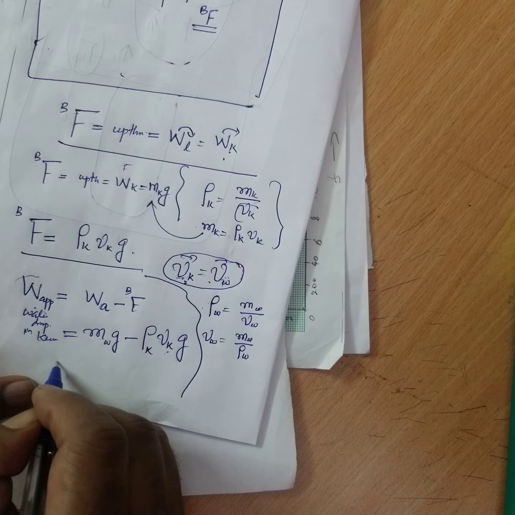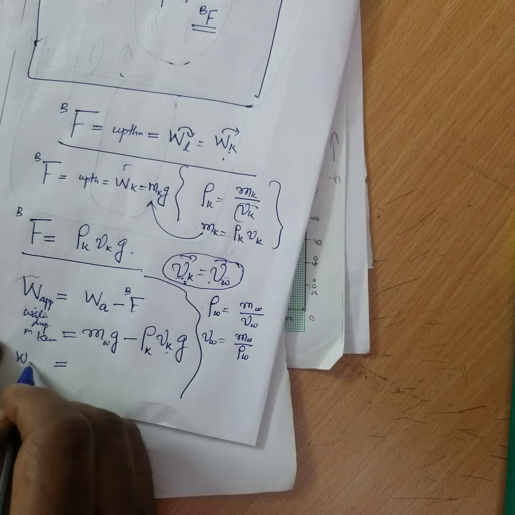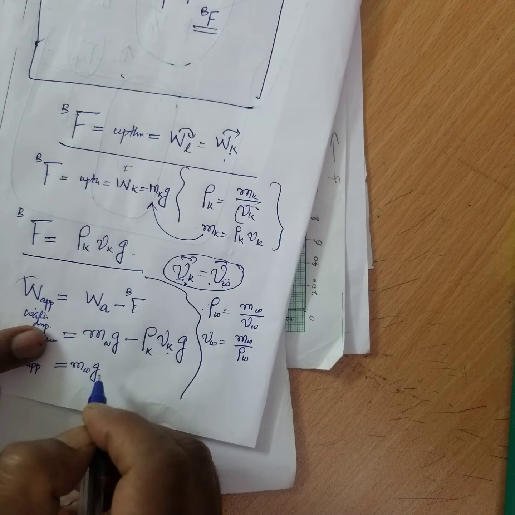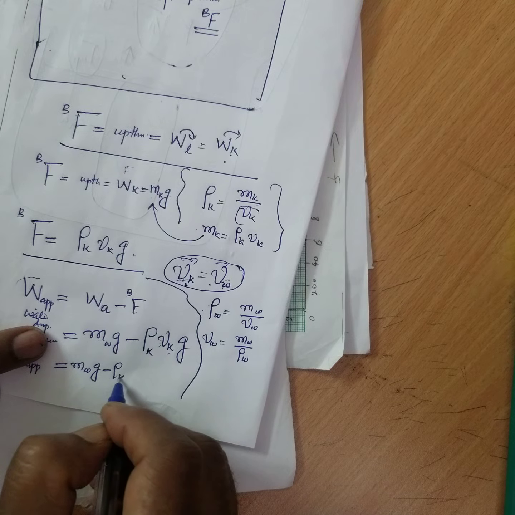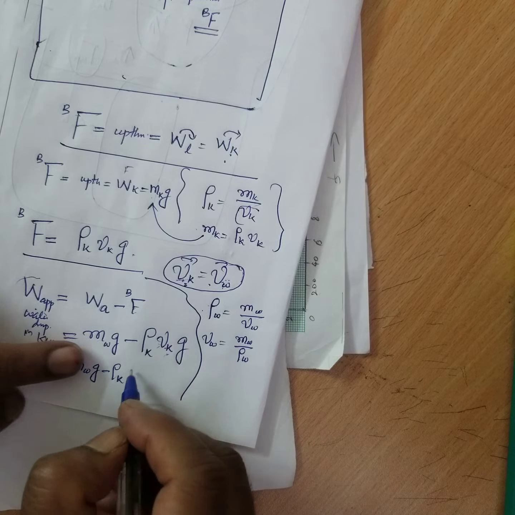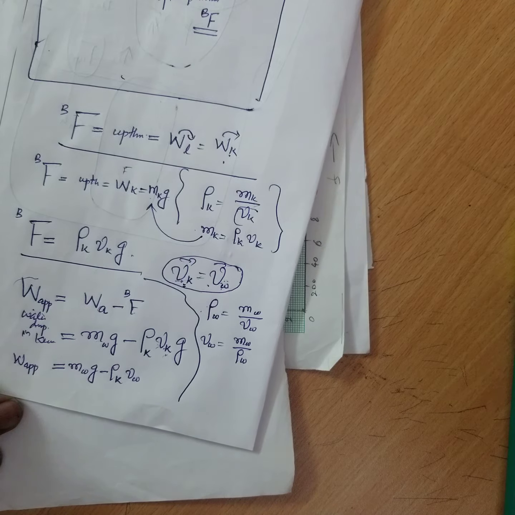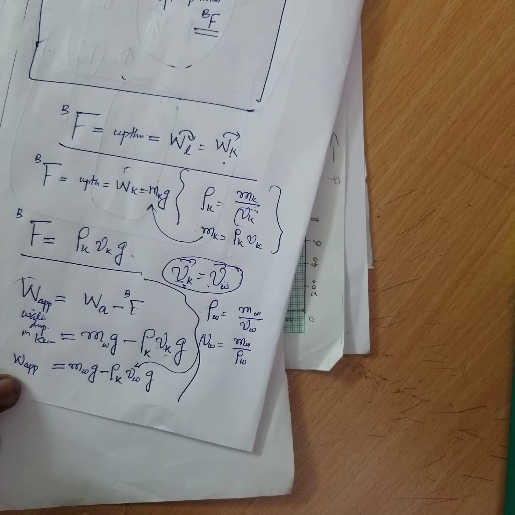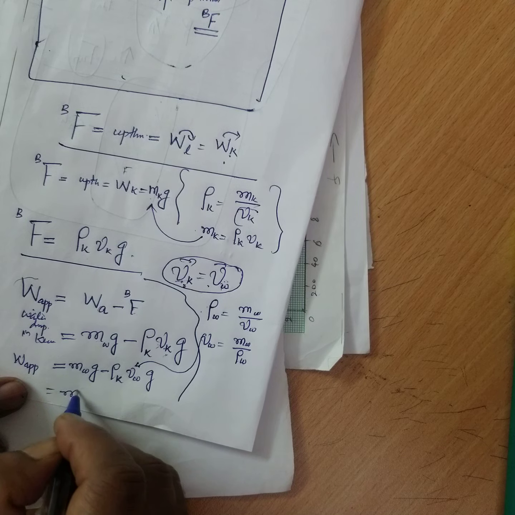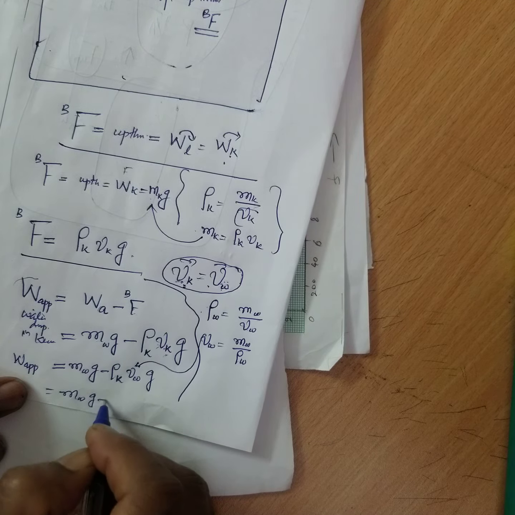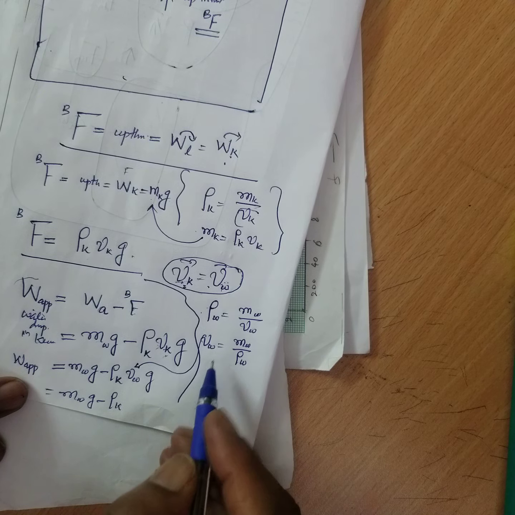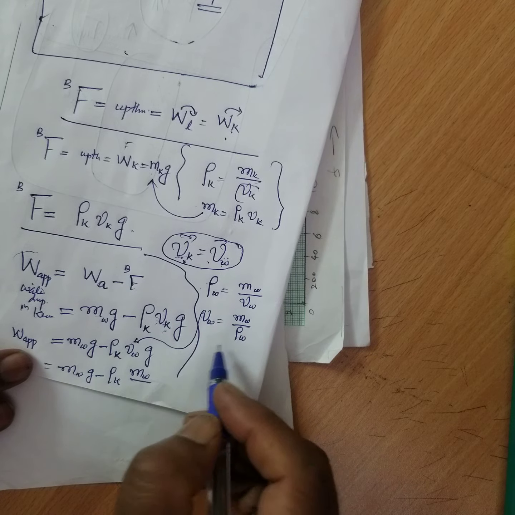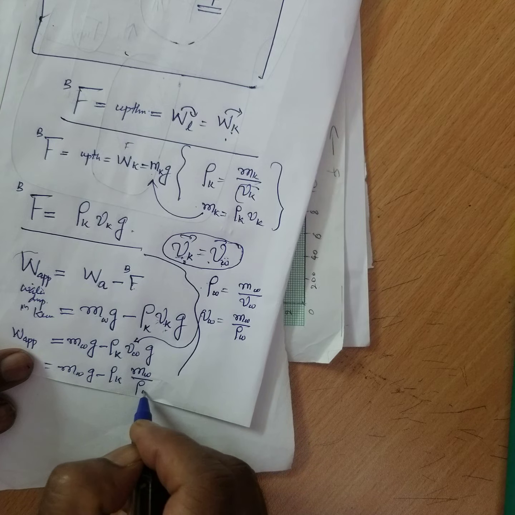I am going to substitute here. Therefore, apparent weight is equal to mass of water, g, minus density of kerosene, V, instead of VK I am going to write VW into g. But VW is what? Mass of water, g minus density of kerosene. VW is what? Mass of water by density of water into g.